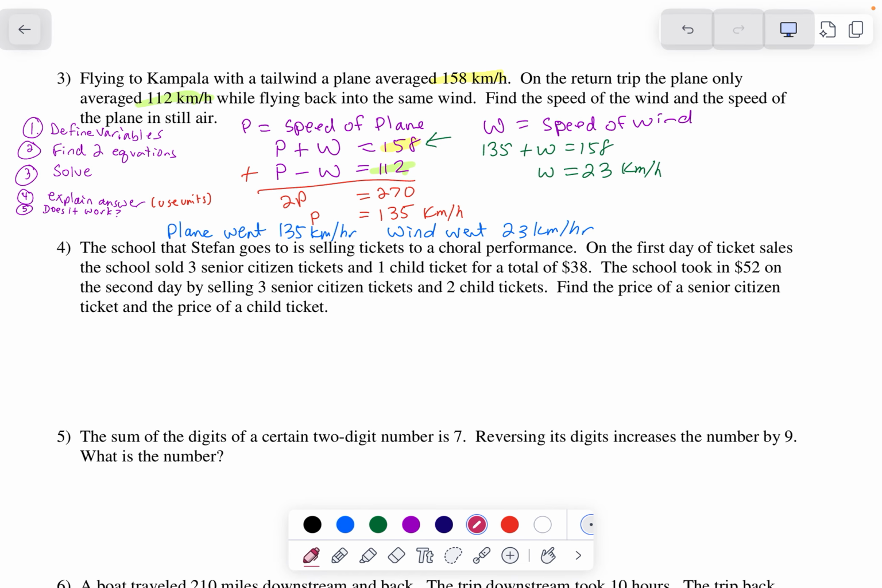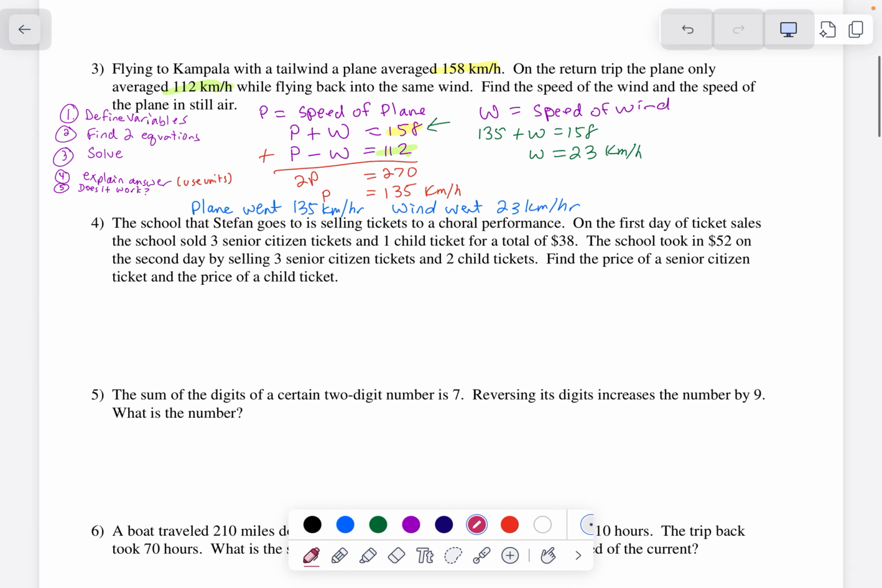It says the school that Stefan goes to is selling tickets to a choral performance. On the first day of ticket sales, the school sold 3 senior citizen tickets and 1 child ticket for a total of 38. The school took in $52 the second day by selling 3 senior tickets and 2 child tickets. Find the price of a senior ticket and the price of a child ticket.